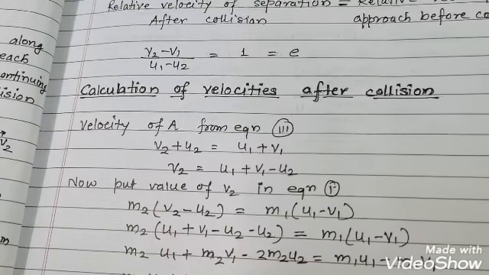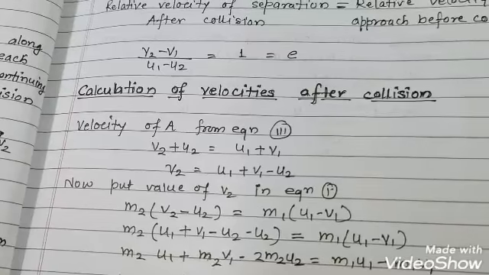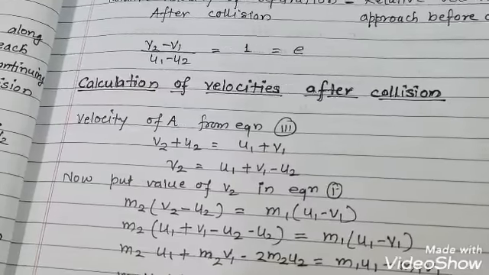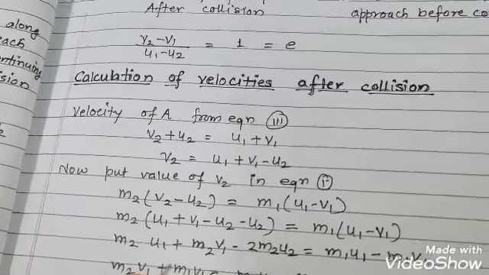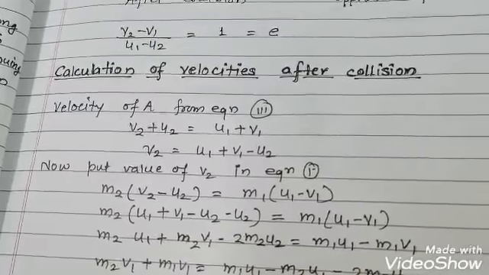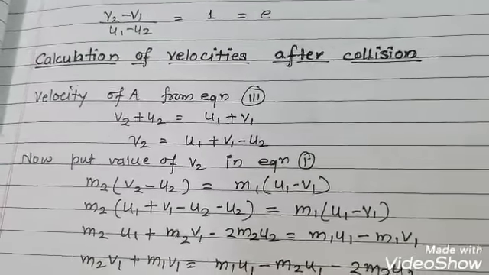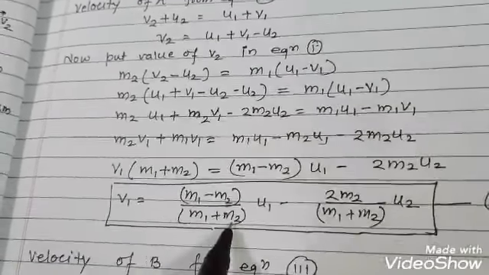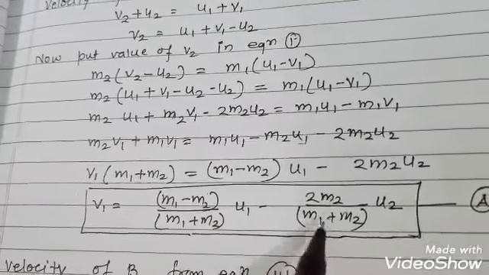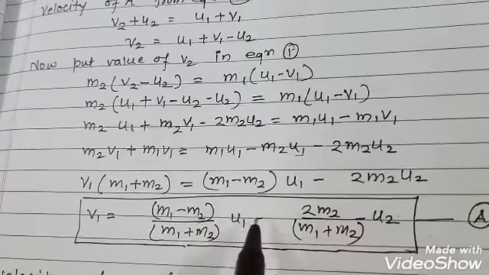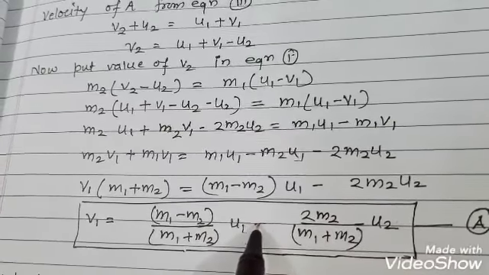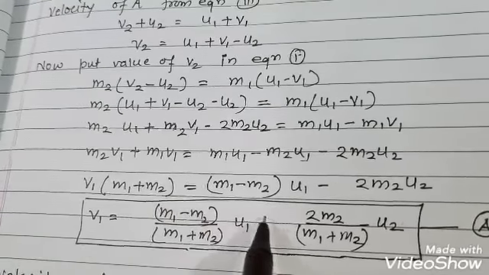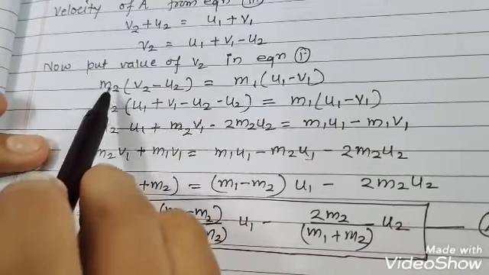Hello students, yesterday we calculated the velocities after collision in an elastic collision in one dimension. In that, the formula we derived for the velocity of body A, that is v1, equal to m1 minus m2 upon m1 plus m2 u1 minus 2m2 upon m1 plus m2 u2. Here we have put a negative sign, but it will not be negative, it will be positive. The calculation we have done here, just check once.